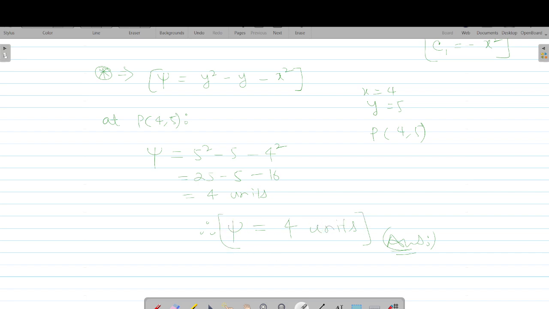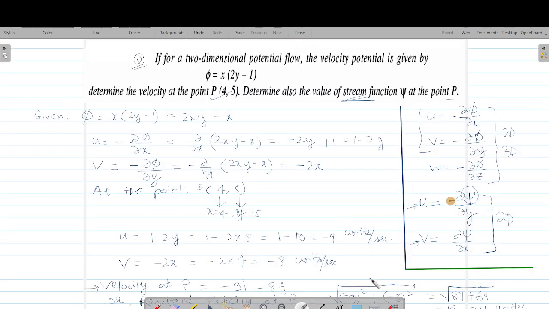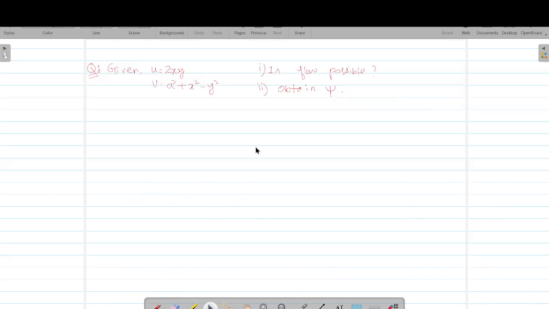That is 4 units. So as we are done with this problem, now I'm going to show you another problem. In this problem, you are given a value of u and v, and the first question is: is the flow possible or not? So let us just start writing the solution. We are already given the value of the velocities.